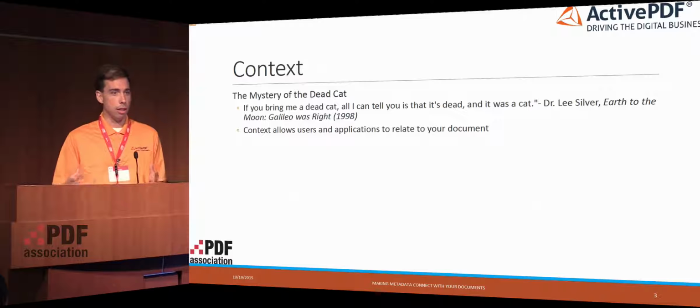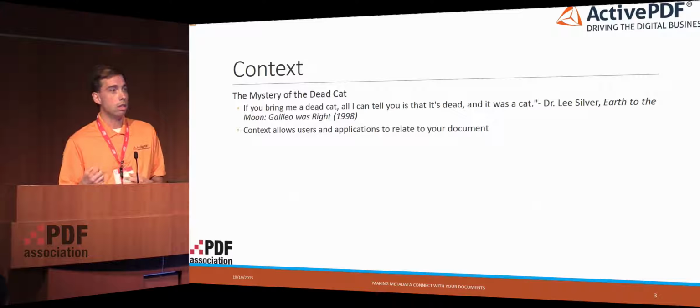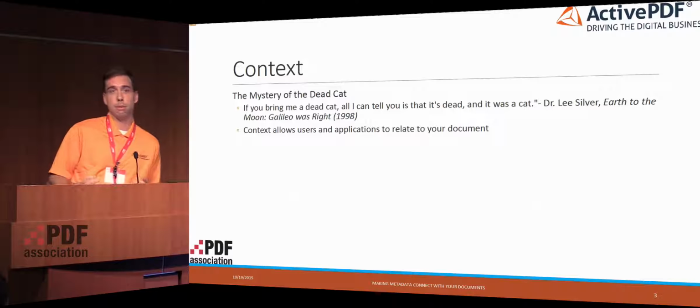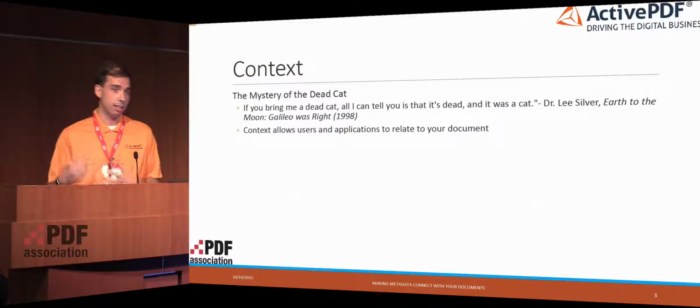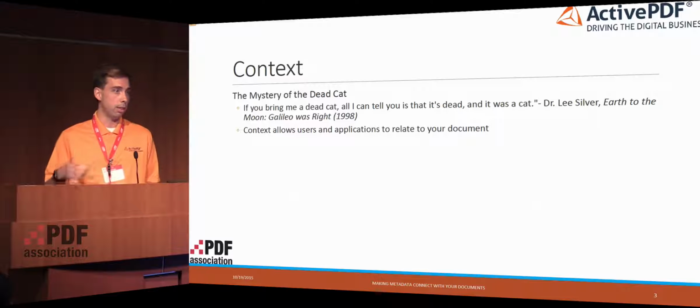If you bring him a dead cat, all he can tell you is that it's dead and it's a cat. If you bring him a dead cat and tell him you found it on the road, he can guess that maybe it was heat exhaustion or hit by a car. If you bring him a dead cat and tell him you found it in the kitchen of your favorite restaurant, then it may very well have been killed by the chef. And so he ended with: context is the difference between roadkill and a meal.